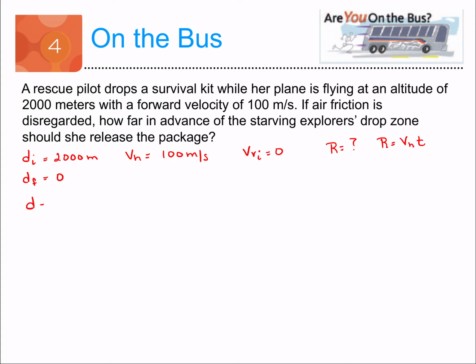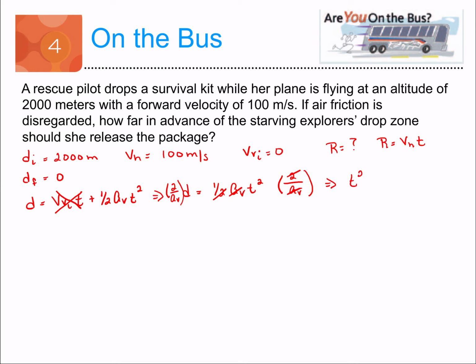So we see we have a formula D is VVI times T plus 1/2 AV T squared. We know VVI is 0, so this whole term is going to cancel out. So when we rewrite, we have D is 1/2 AV T squared. So we want to multiply both sides by 2 over AV, which will allow us to cancel the 2, cancel the AV. So that's going to give us T squared equals 2 over AV times D. Take the square root of both sides, and we will have T is the square root of 2 over AV times D.